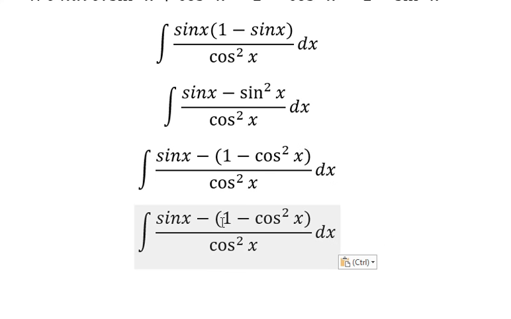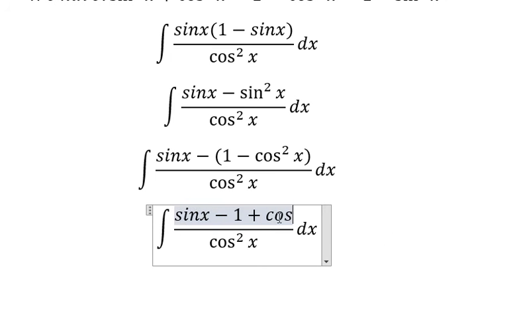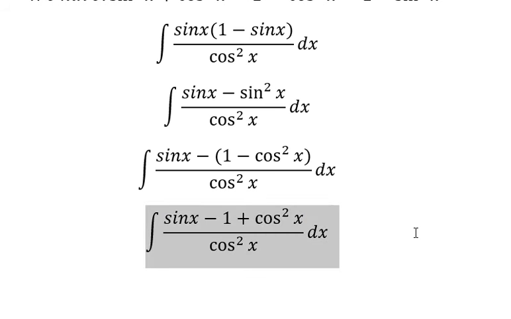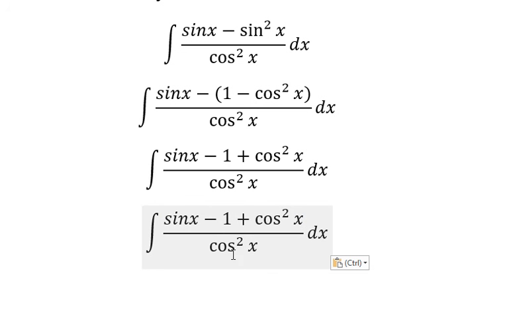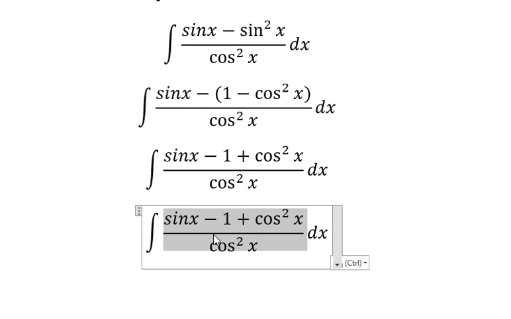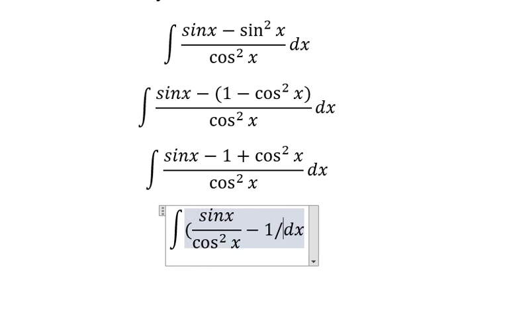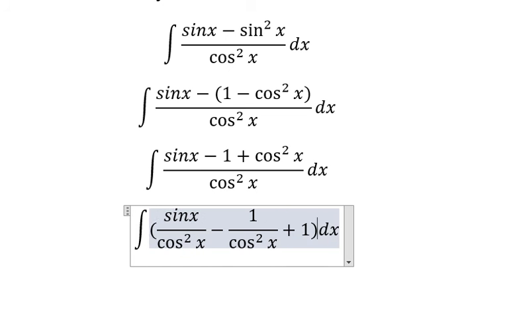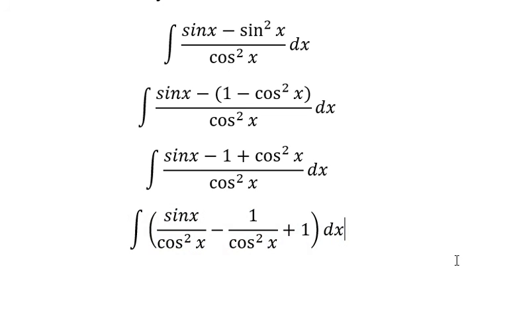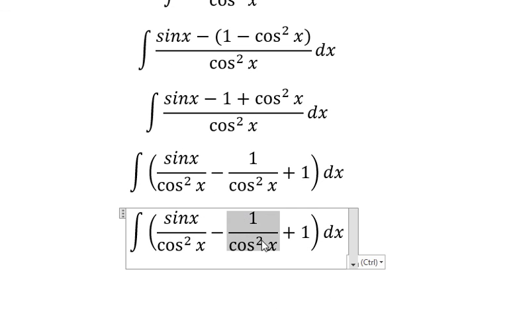Next, we need to open parentheses. Now, sin x divided by cosine x squared, 1 divided by cosine x squared, and cosine x squared divided by cosine x squared. So this one is secant of x squared.